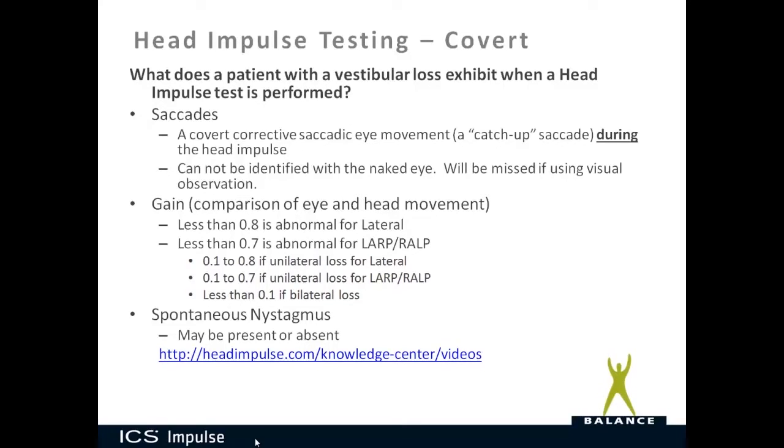So with these, the gain is the same as with overt. Less than 0.8 for lateral and less than 0.7 for LARP and RALP is abnormal. 0.1 to 0.8, or 0.1 to 0.7 for LARP and RALP, is unilateral loss, and less than 0.1 is typical of a bilateral loss. Spontaneous nystagmus may be present or absent. So let's look at this video on headimpulse.com that shows us what covert catch-up saccades look like. What you'll see is you won't be able to see them when the video is performed at the normal speed, but as they slow down the video, you will be able to see those covert catch-up saccades.